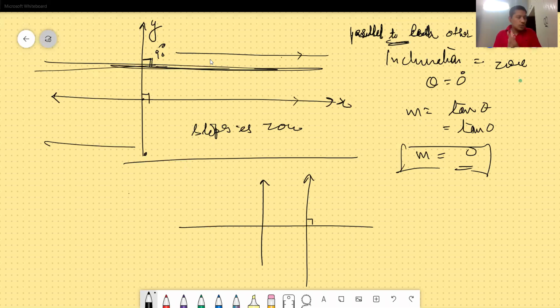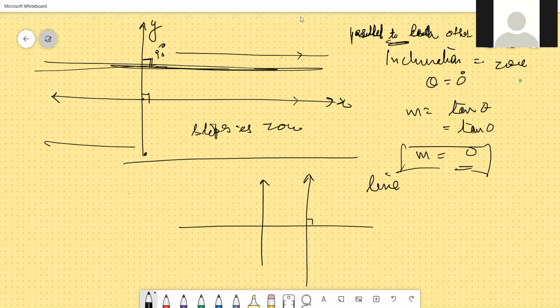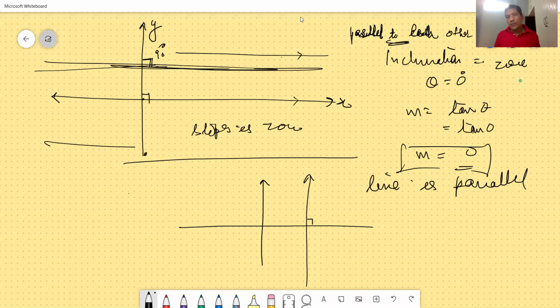Is that clear to you all? Yes, sir. You all understand? Right. The second condition, line is parallel to y-axis.